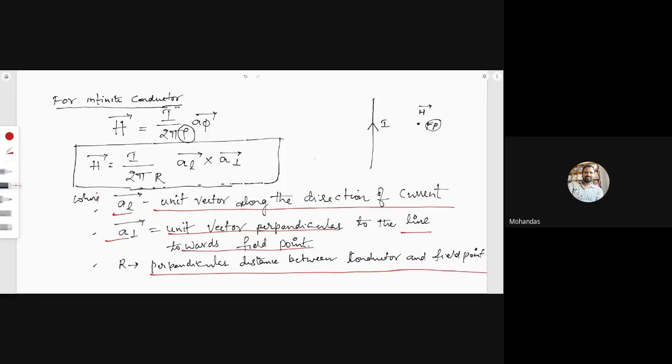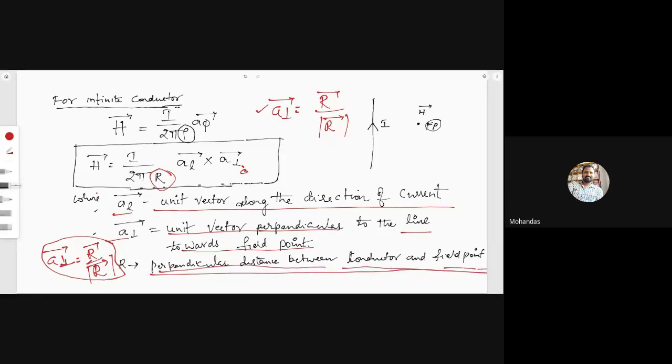And one more formula you can write here. A perpendicular equal to, how to calculate A perpendicular? R vector by magnitude of R. Write this one also: the A perpendicular unit vector equals R vector by magnitude of R, such that you have to calculate. Now what is the R here? R is the perpendicular distance between the conductor and the field point.